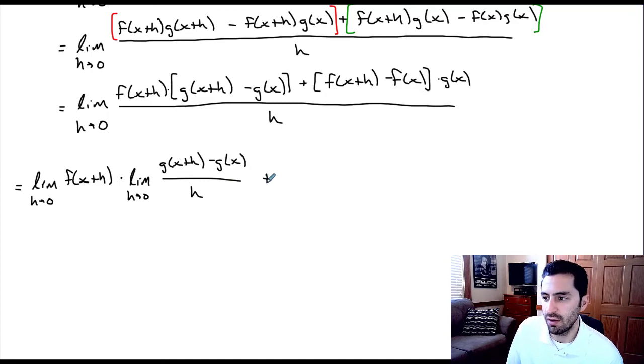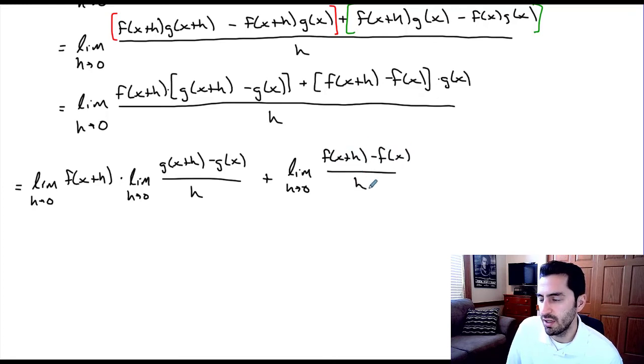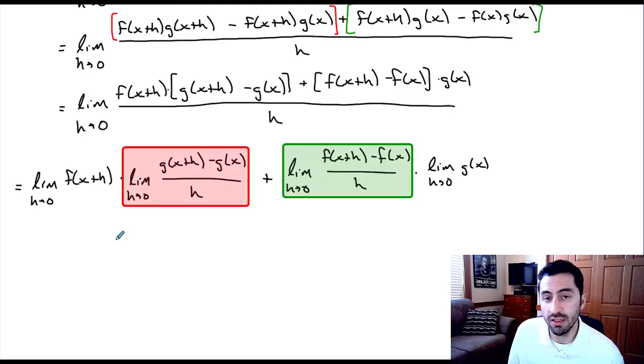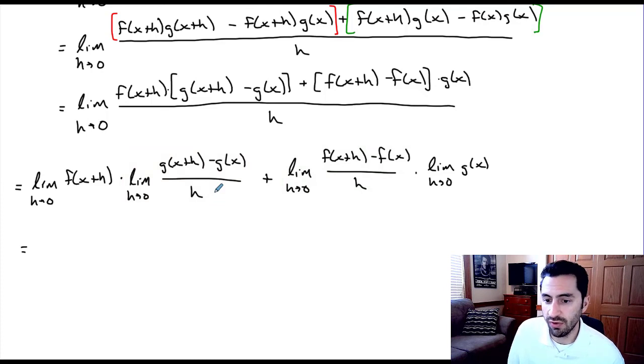Now we're going to do the same thing with our second grouping here. Then we'll have the limit as h goes to 0 of f of x plus h minus f of x all over h. And then our product rule times the limit as h goes to 0 of g of x. As I said, what we ended up with after factoring are the difference quotients. The limit of the difference quotient is exactly how we define the derivative. So we can simplify all of this.